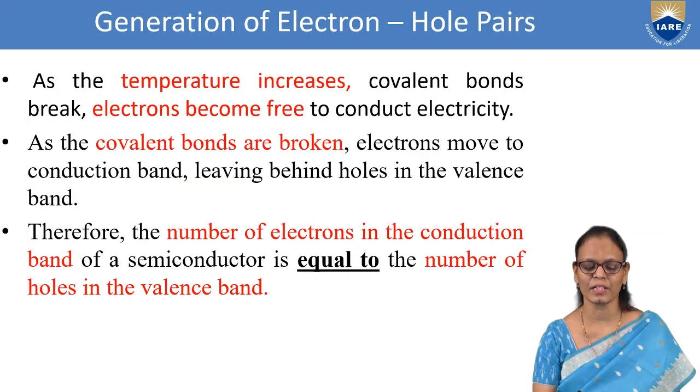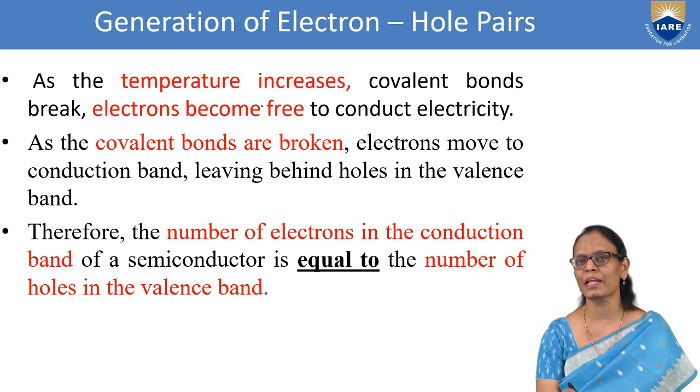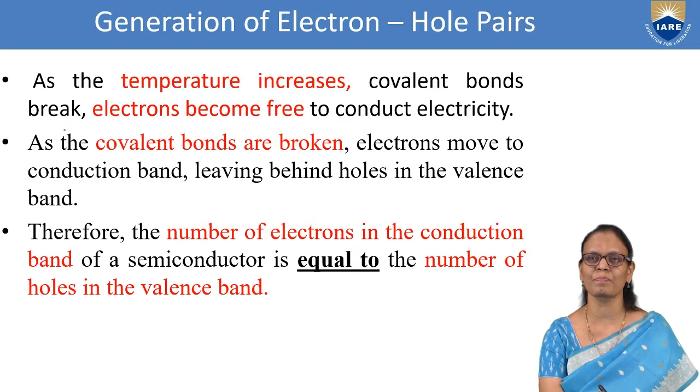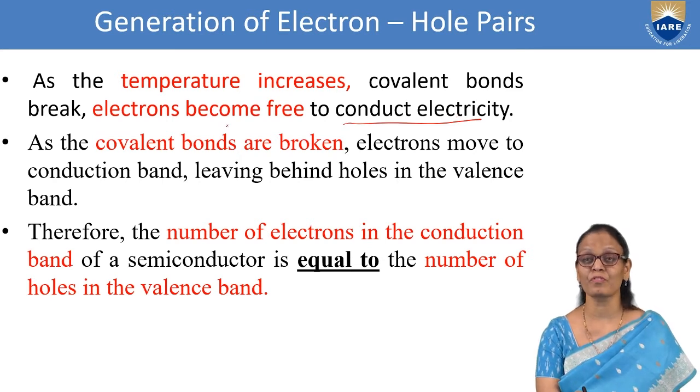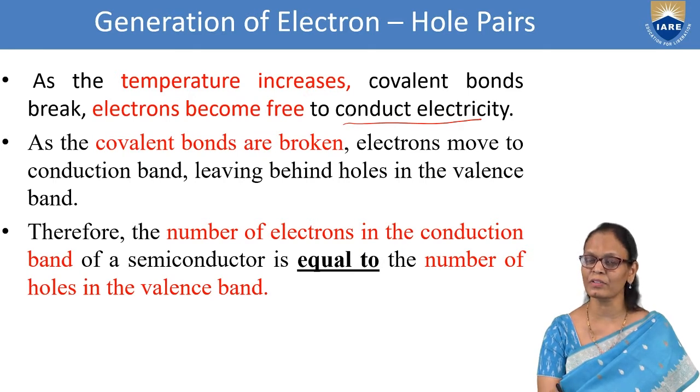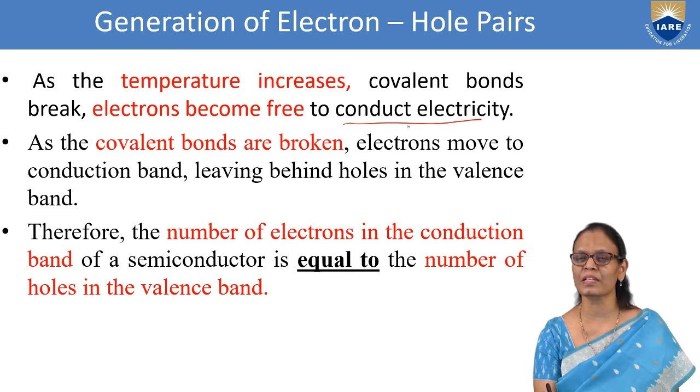Now, what we have seen so far is at 0 Kelvin. As the temperature increases, covalent bonds break. Electrons become free and they conduct electricity. When we have free electrons, there is conduction. So, as the temperature increases, it starts conducting. In free electron theory, they failed to establish how temperature affects the conduction of electricity.